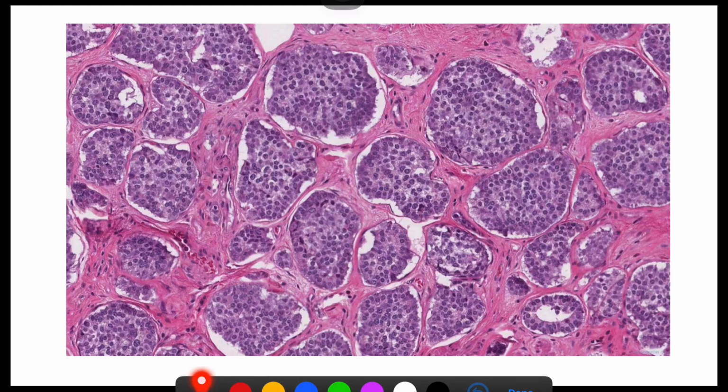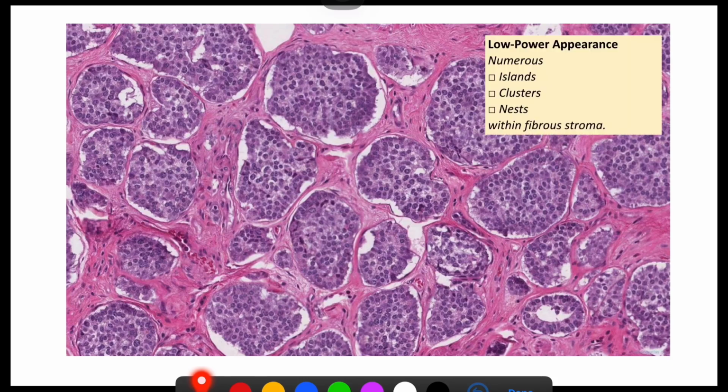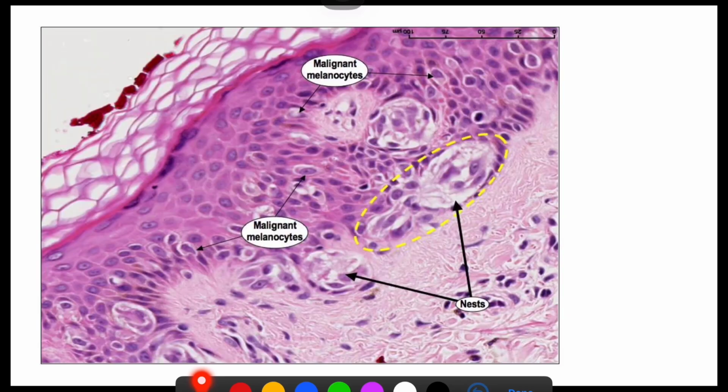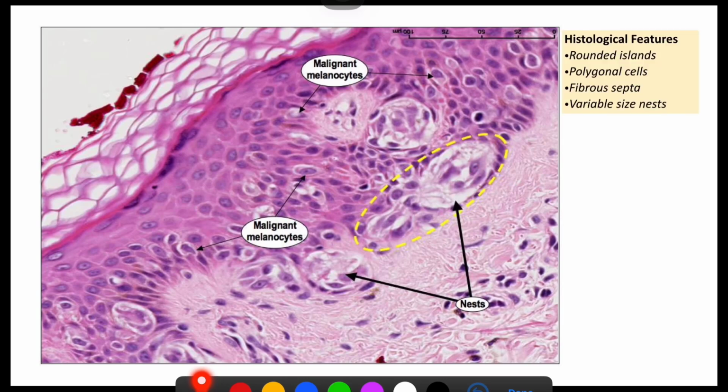So, this is again a low power view, and the high power view shows numerous islands, clusters and nests with fibrous stroma, whereas in Zellballen pattern it is fibrovascular stroma. This is an example of nests in malignant melanoma, where you can identify this type of nesting pattern. So, polygonal cells with fibrous septa and variable size nests.